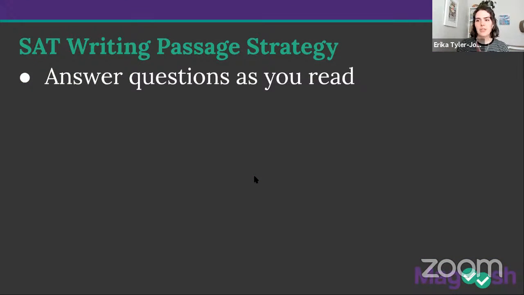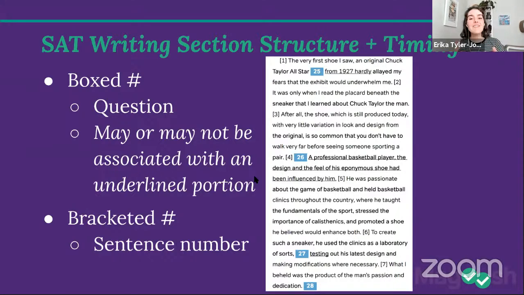So I'm actually going to rewind for just a second. Given that we have the question numbers in the passage, right? And we know that the questions are going to be right across from those question numbers. 25 will be right next to 25, 26 will be right next to 26, 27, and so on. And for the most part, these questions are associated with just an underlined portion. We know exactly where to look. What does that mean for our approach?